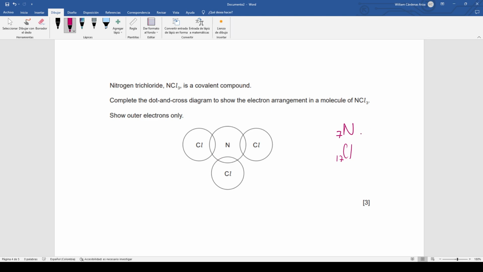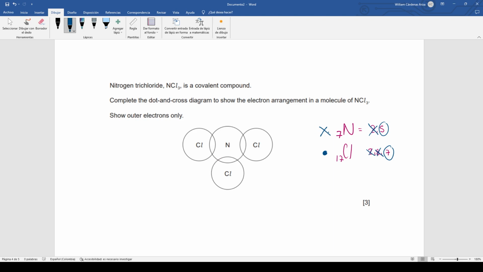So what happens here is that nitrogen will have the electron configuration of 2, 5, and this will have 2, 8, 7. It's not necessary to do the electron configuration here. Remember, we're just doing it to practice, but we will be working only with the valence electrons. So we'll have 5 for nitrogen, and let's say that nitrogen works with crosses, and chlorine works with dots, and we have 7 electrons in the outer shell.